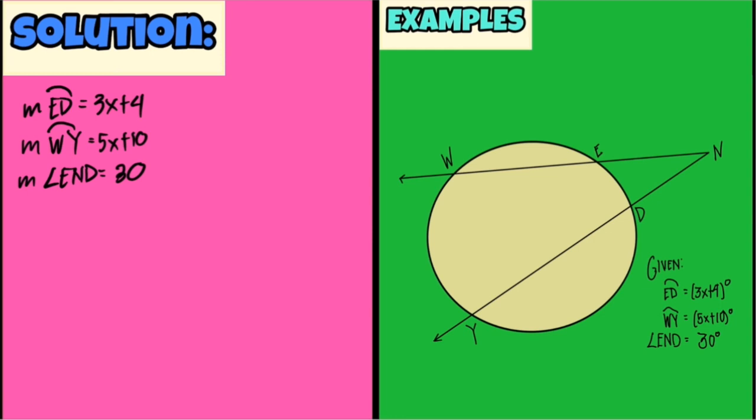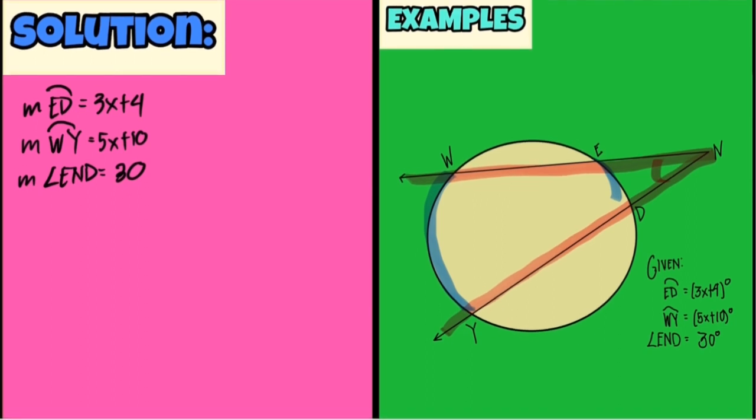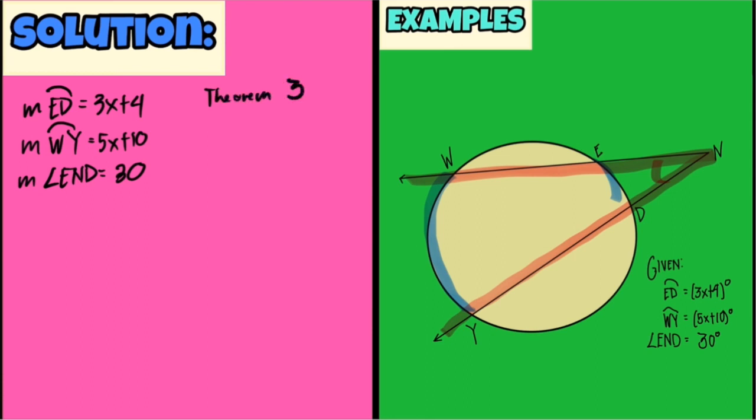So if you look at our figure here, we have WY, which is this. We have ED, and then we have the angle formed here at N. So basically what we need to do is to find the measurements of arc ED and arc WY. But before that, we have to find the value of X. You don't have to worry. All you have to do is to remember our formula here. So this is for Theorem 3. Theorem 3 states that the measurement of the reference angle is equal to the larger arc minus the smaller arc, divided by 2.